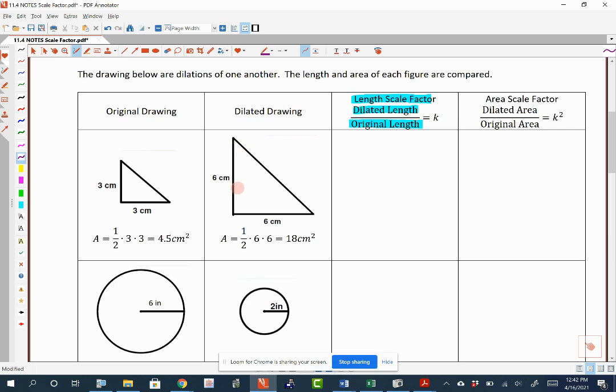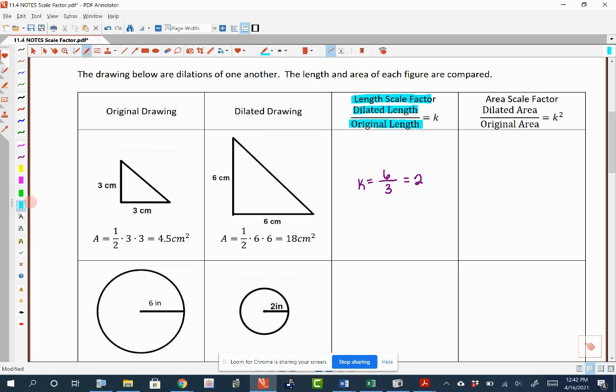But maybe I think about that vertical side being compared to this vertical side, the horizontal to the horizontal, etc., if they weren't the same numbers. So I'm thinking to find my scale factor, to find that K, I would need to take my dilated length compared to my original. And of course, I will always simplify, which this makes sense. To go from my original to my new, I have to times by 2.